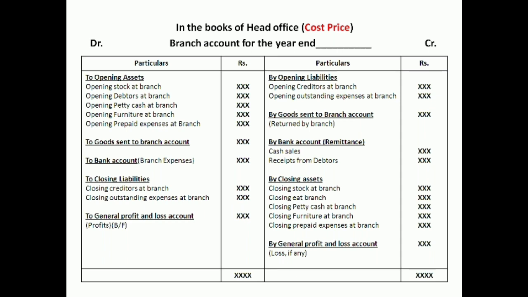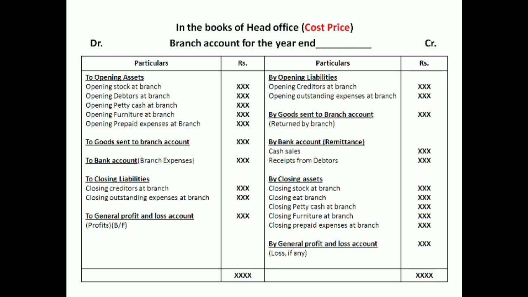Whatever money is collected by the branch, in the form of cash sales or money received from customers or debtors, is sent to the head office, and we record that under bank account. Next, on the debit side we have closing liabilities. Whatever liabilities we opened, we are supposed to close. On the credit side we have closing assets. Whatever assets we opened on the debit side are supposed to be closed.